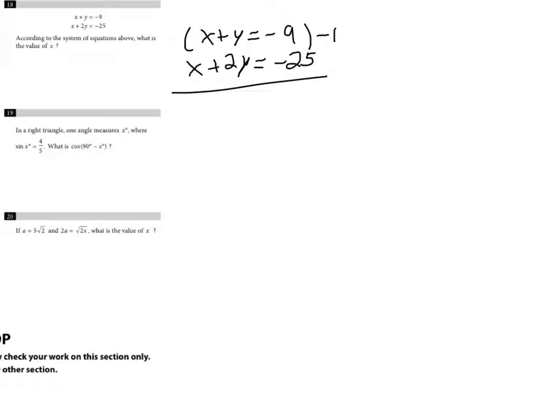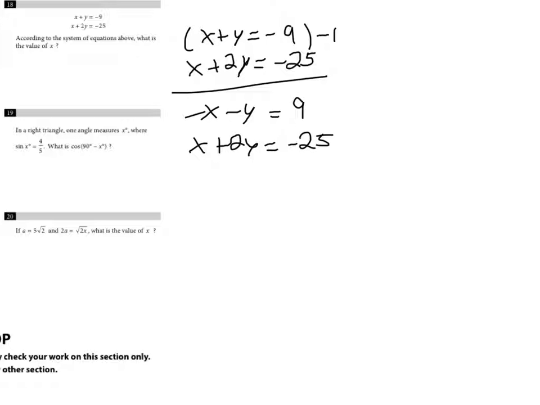So if I multiply my top equation by negative 1, that means I multiply every part by negative 1. So negative 1 times x, negative x. Negative 1 times y would be negative y, and then negative 9 times negative 1 would be 9. And then I'll just rewrite my second equation.